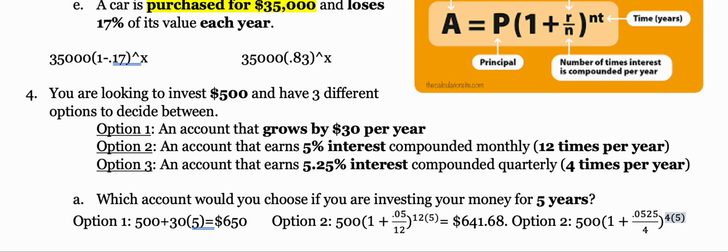648.998, right? Because I'm rounding, so we have $648.98.